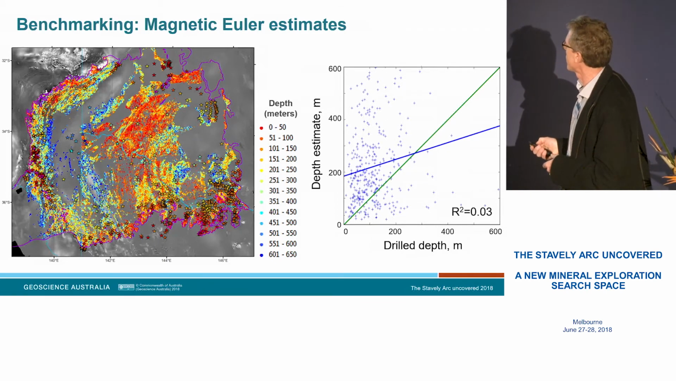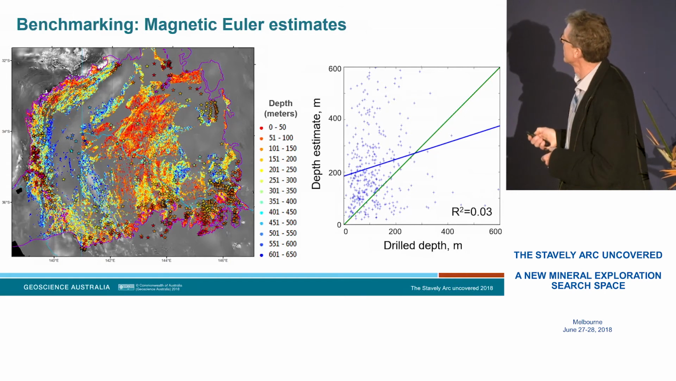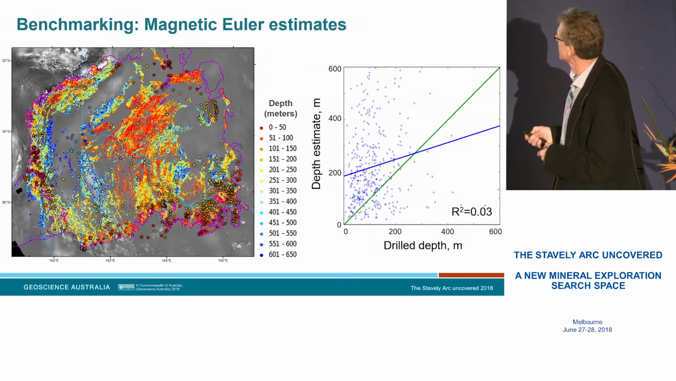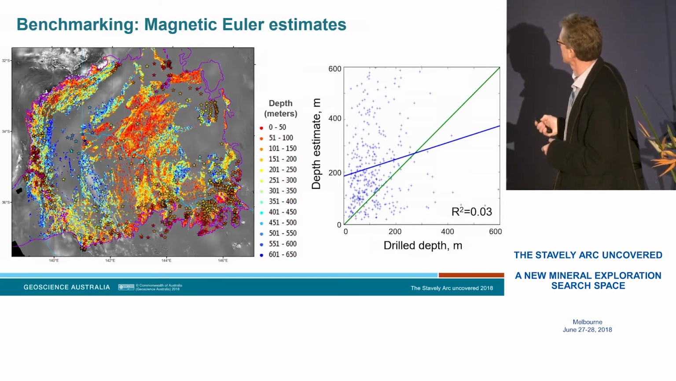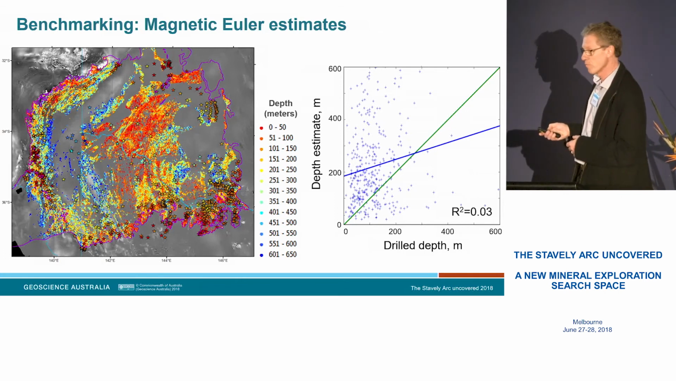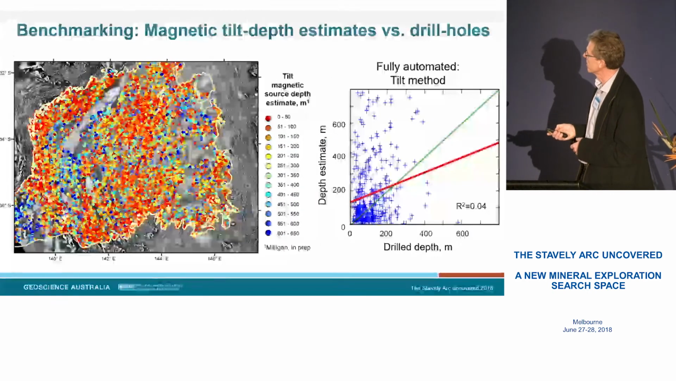So this is a scatter plot showing your drill depth against the depth estimates, and you can see it's scattered everywhere. Ideally, it should be lying on the green line, but it's not, and you look at the correlation coefficient, which is very, very low. So this sort of method, although it's quick, I don't think it's particularly reliable.